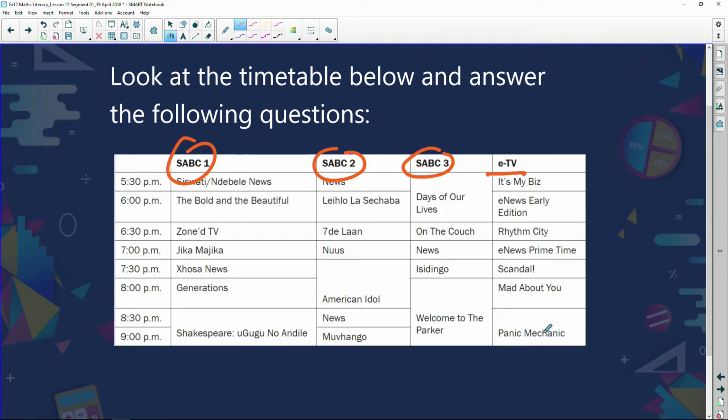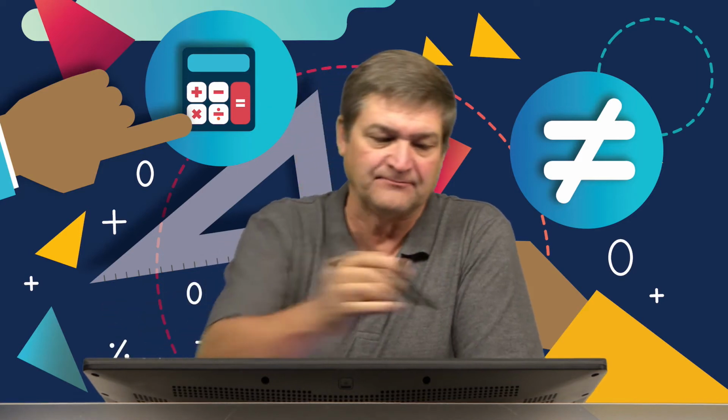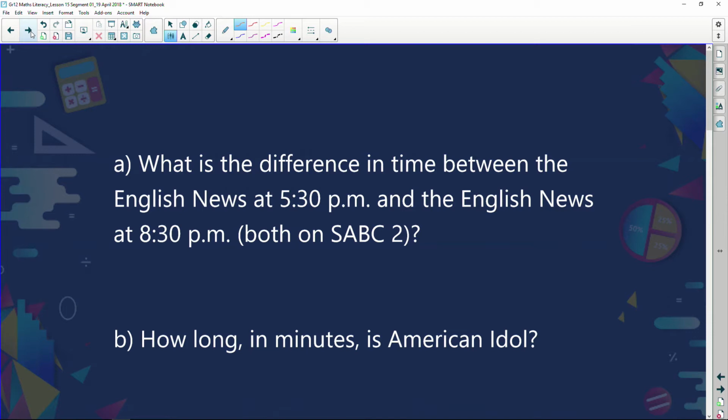So in my exam, I could be given a timetable and asked questions on that timetable, and that would normally come into Paper 1 because generally these kinds of questions are not that difficult. Let's see an example of the type of questions. So, question 1. What is the difference in time between the English news at 5:30 p.m. and the English news at 8:30 p.m., both on SABC 2?